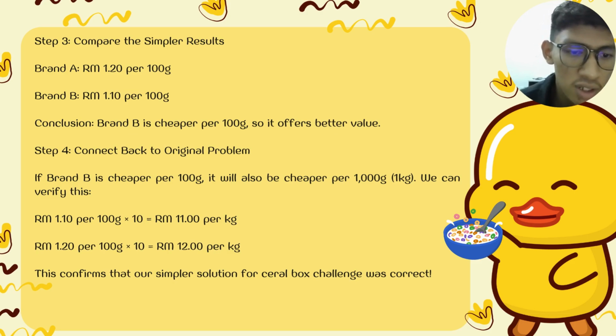So we will get 11 ringgit per kilogram for brand B, while for brand A, we take 1 ringgit 20 cents per 100 grams, multiplied by 10, so we get around 12 ringgit per kilogram. This confirmed that our simple solution for the cereal box challenge was correct.